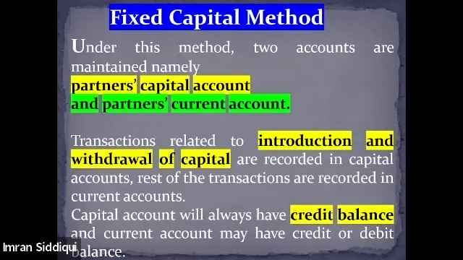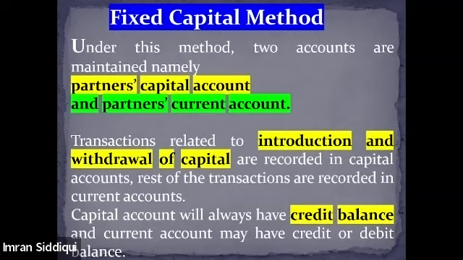But in this case, under the fixed capital method, we prepare two separate accounts. One is called the partner's capital account, and the other one is called the partner's current account. Now, partner's capital account just records the balances, like the opening capital balances of the partner, and if a further amount has been introduced by way of capital by the partners, then such amount will be recorded in the partner's capital account. And if a certain amount has been withdrawn out of the firm by any of the partners, then the drawing will also be recorded there in the partner's capital account.